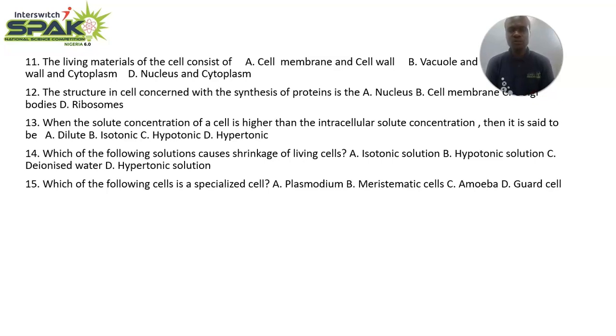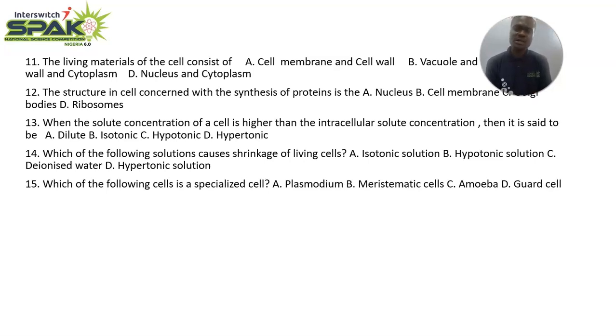The next question says, which of the following cells is a specialized cell? A, plasmodium. B, meristematic cell. C, amoeba. D, guard cell. When you look at plasmodium, they are not specialized. They are just like amoeba, option C. They are cells that are called free-living individuals, carrying out the characteristics of living things within the framework of a cell, like I said earlier.